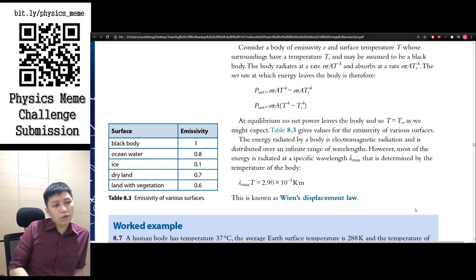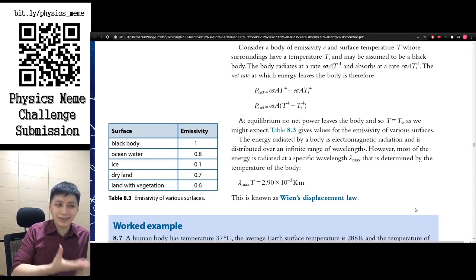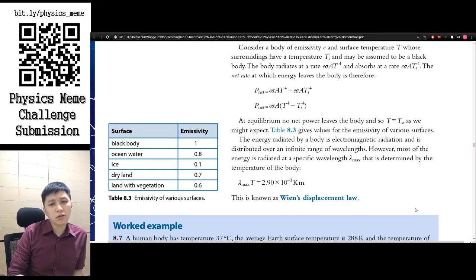A few moments later. I'm not sure if this happened to you, because when I first learned this, I was quite surprised by the fact that ice has a really low emissivity. Do you know why?